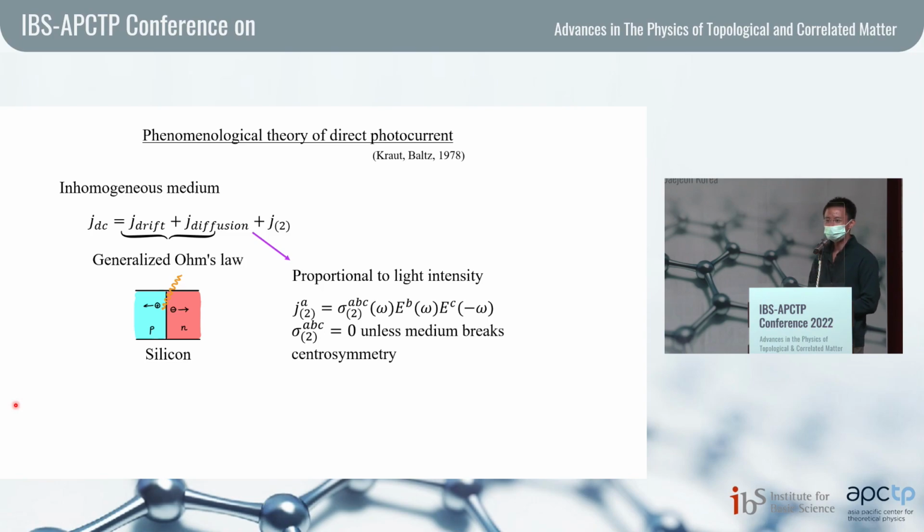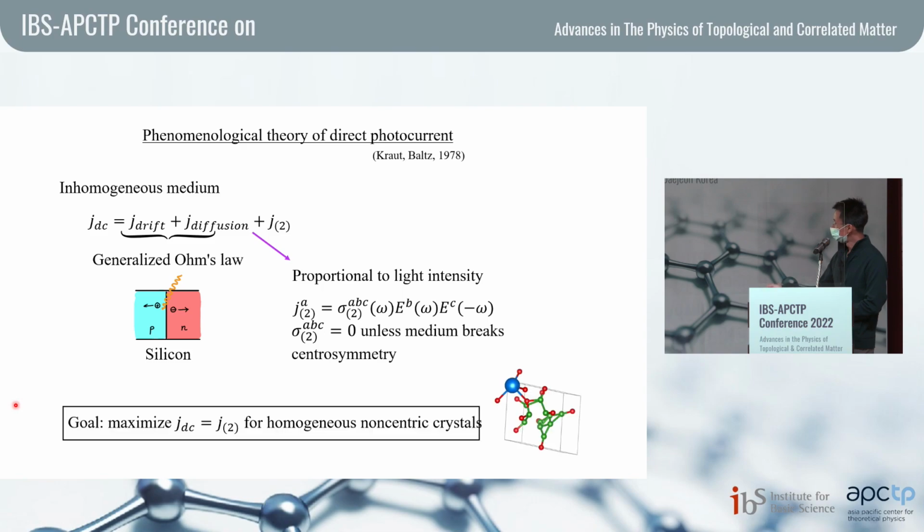the current is also odd under spatial inversion, this conductivity is zero unless the medium breaks the central symmetry. Right. So my goal is to maximize this second order DC photocurrent in a homogeneous noncentric crystal. The fact that it's non-centrosymmetric comes from the intrinsic crystalline structure.